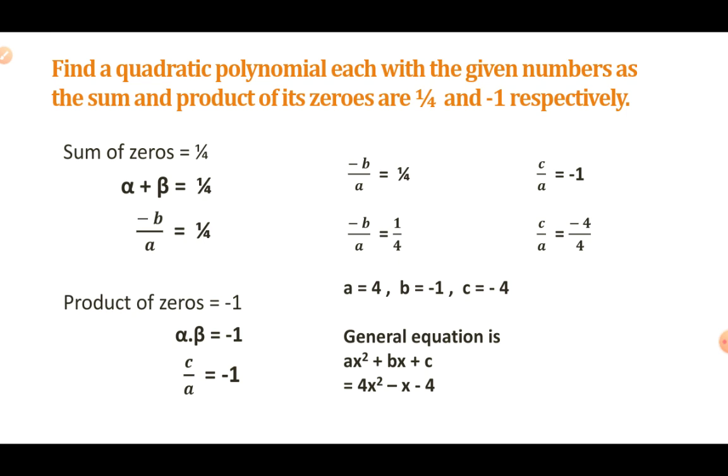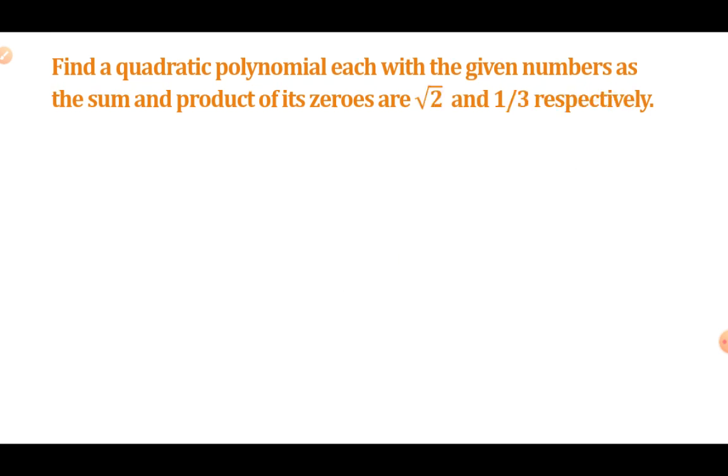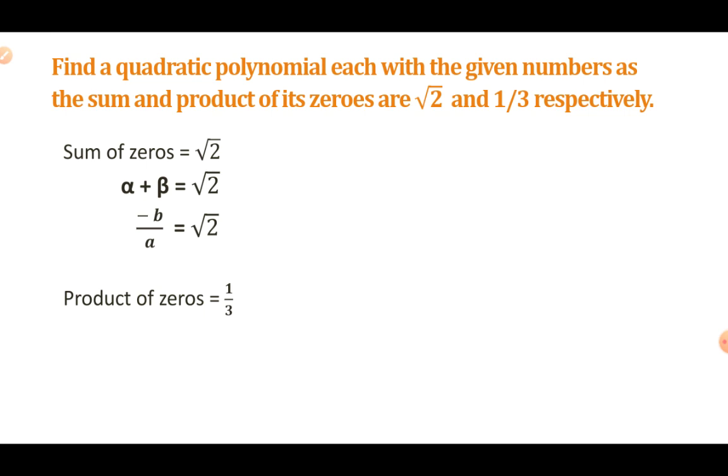I have solved one sum. I'll be solving 3 to 4 more sums in this series. Okay, next question: sum of zeros is root 2. So alpha plus beta is root 2, minus b by a equals root 2, and product of zeros is 1 by 3. So alpha into beta is 1 by 3, that means c by a equals 1 by 3. Minus b by a equals root 2, c by a equals 1 by 3.